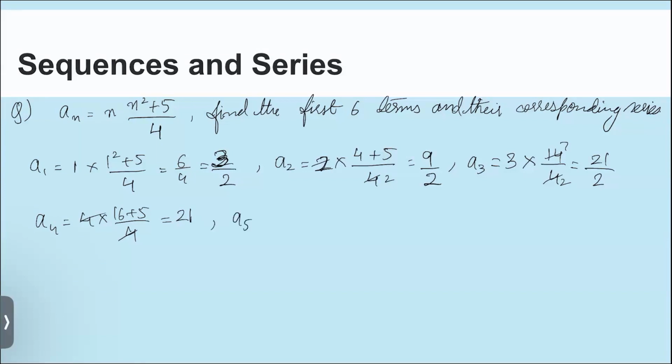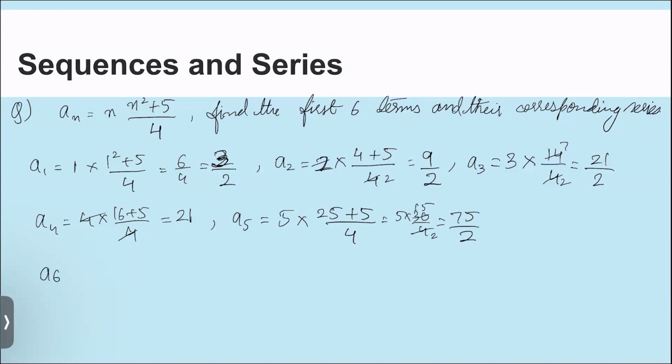Then you have A5. So that is 5 multiplied by n squared. So that is 5 squared, 25 plus 5 by 4. So this would be 5 into 30 upon 4. So 2, 15. 75 by 2.